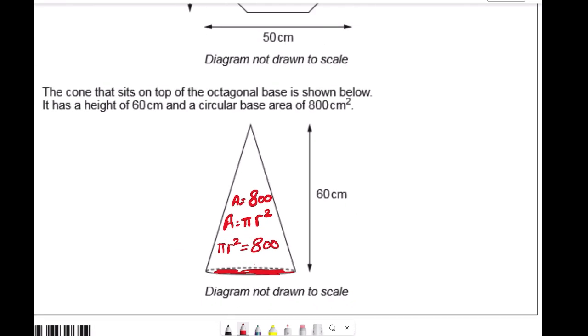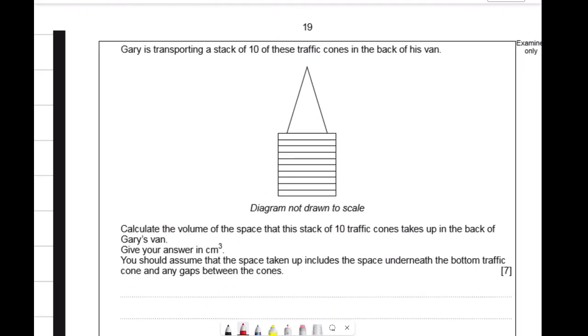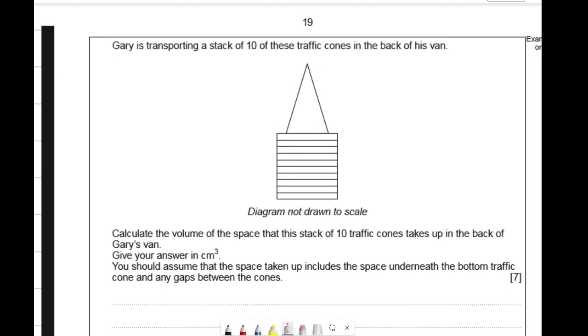Then we continue reading. Gray is transporting a stack of 10 of these traffic cones in the back of his van. So that means these are cones stacked together, and as you can see here, it's 10 of these traffic cones. So the number here is 10 cones.